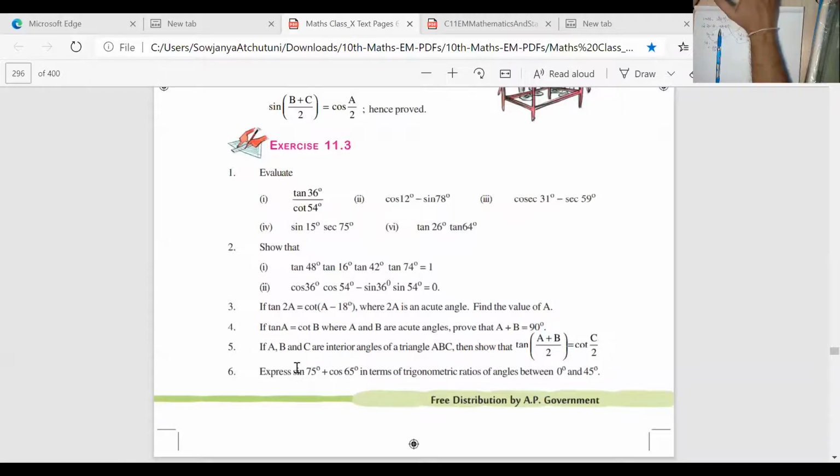Now express in terms of trigonometric ratios of angles between 0 and 45. Sin 75 is nothing but cos 15. Cos 65 is sin 25. So I am expressing between 0 and 45.